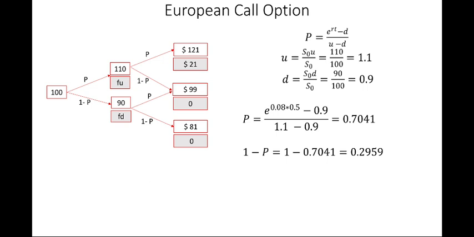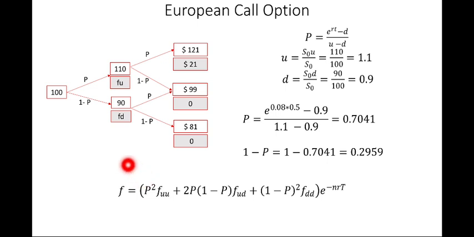Now we have to calculate the value of the European call option, and here I have written the formula for determining the value of the European call option. Now how to remember this formula? So here you can see P square, and here as you can see P into FUU. So P multiplied by P comes out to be P square multiplied by FUU. So the same thing is written over here, P square multiplied by FUU.